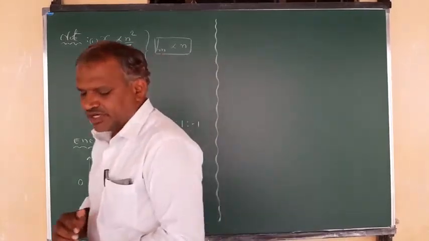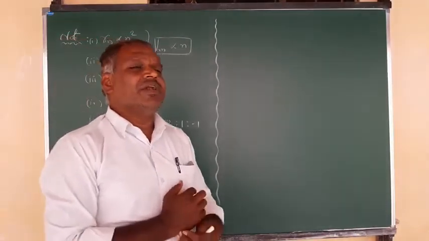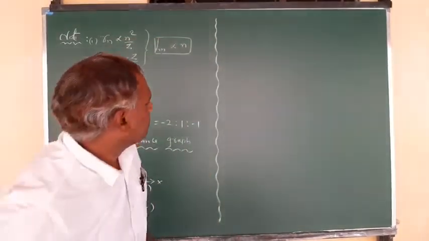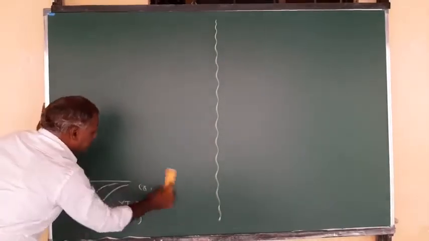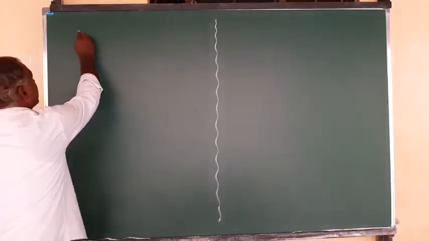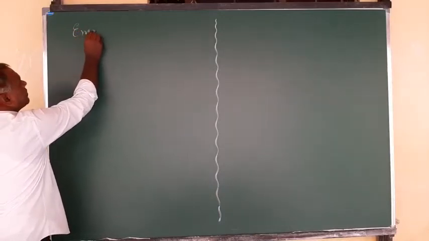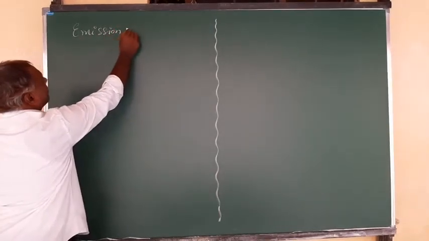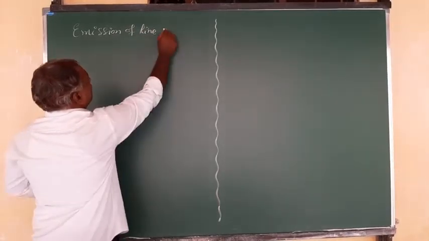Now we will see the emission of line spectrum, the radiation emitted by the transition of an electron from higher energy to lower energy. So that is the emission of line spectrum. Okay, that we will see now. So in this, now you can write here: emission of light spectrum.